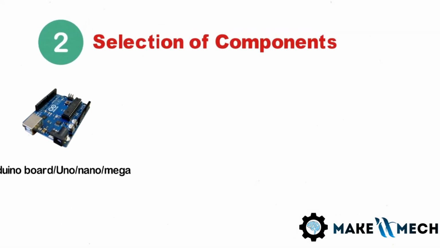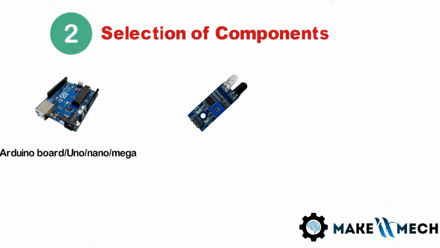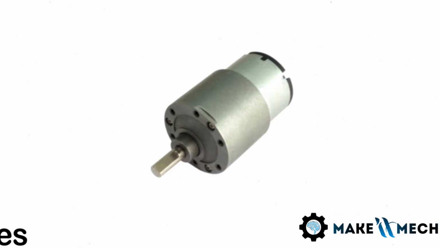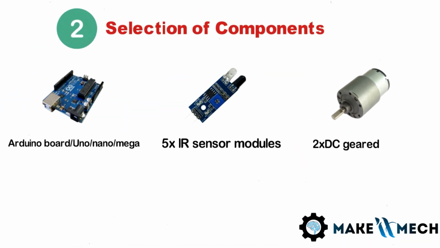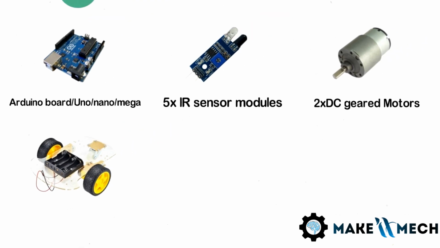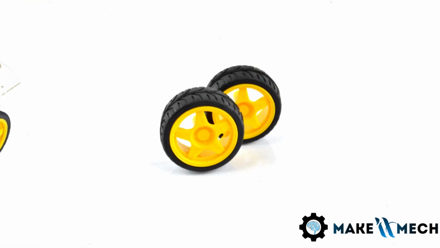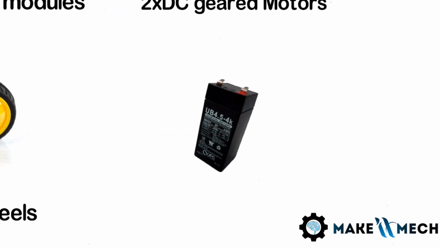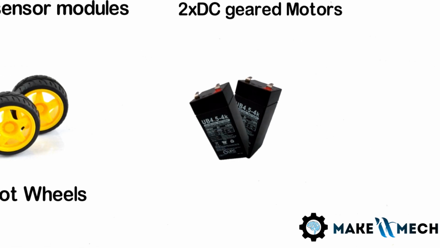The next is IR sensor modules. There are so many other sensor modules available, but we are using this one. And the next is DC geared motors. Next we have our robot chassis. We are not going to design our robot from scratch. We have to buy a kit, and we are using this kit for the robot. The next is the wheel that comes with the kit and two rechargeable batteries. I'm using these two rechargeable batteries, that is 4 to 5 volt and some milliamps.